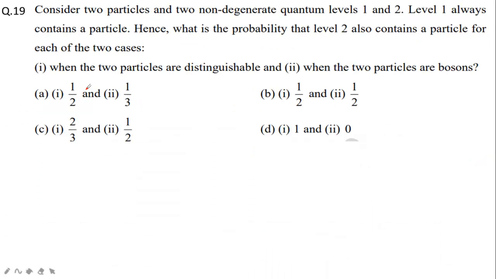Moving ahead, question number 19, which is saying, consider two particles and two non-degenerate quantum levels 1 and 2. Level 1 always contains a particle. Hence, what is the probability that level 2 also contains a particle for each of the two cases? The first one is when the two particles are distinguishable, and the second one is when the two particles are bosons.